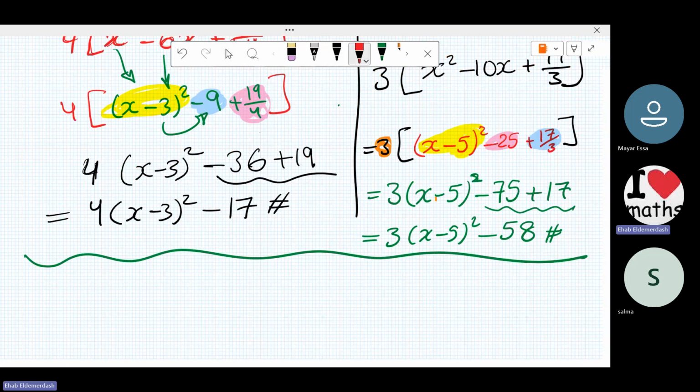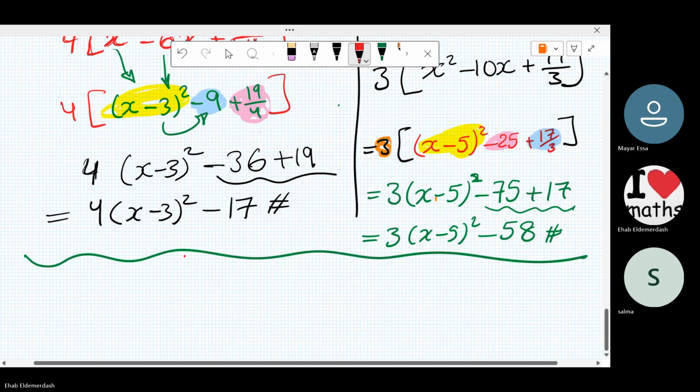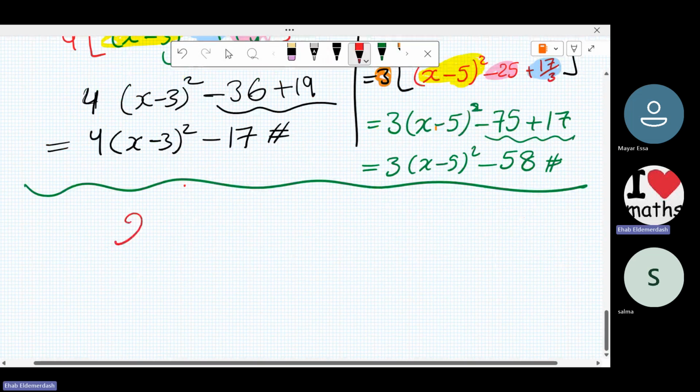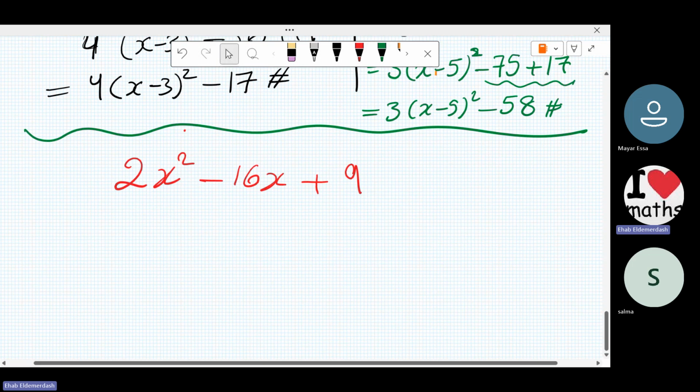Please try to do it, all of you. If I have 2x squared minus 16x plus 9, try to do this one quickly. Hurry up.